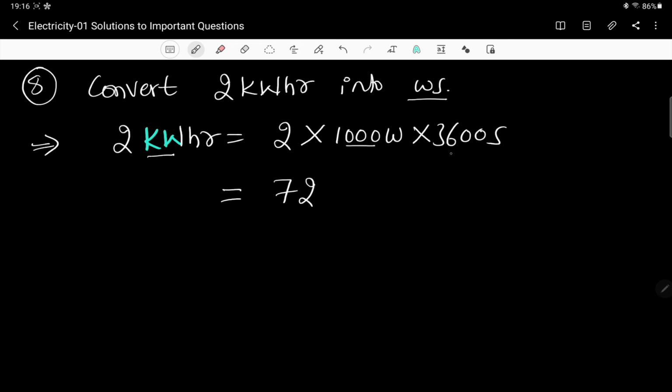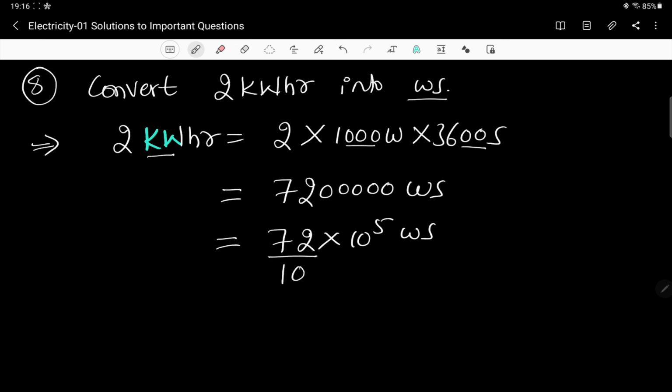After that, how many zeros? 3 zeros here, another 2 zeros. So that is like 1, 2, 3, 4, 5. So 5 zeros, those many watt seconds. So this can be written as 72 into 10 to the power 5 watt second. Or you can make it as 7.2 also, no issues. 7.2 and it becomes 10 to the power 6, as you are moving the decimal one place backward. But there is no need. So 72 into 10 to the power 5 watt second is also more than enough and is the right answer.